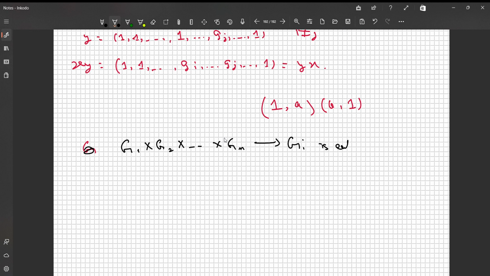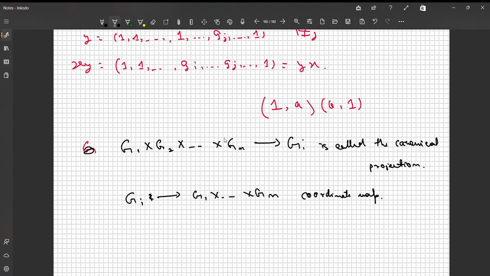This map, G1 cross G2 till Gn, mapping it to Gi, which was stated in the theorem, is called the canonical projection, or you can simply call it a projection map. While Gi getting mapped to G1 till Gn, just as we stated in theorem 1, that's called a coordinate map.